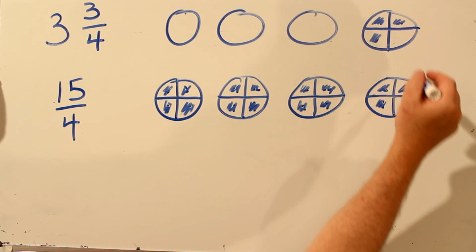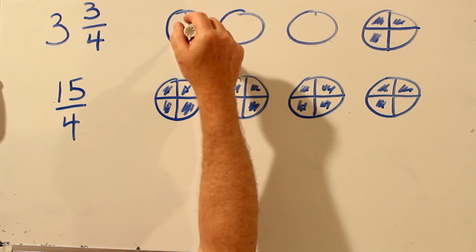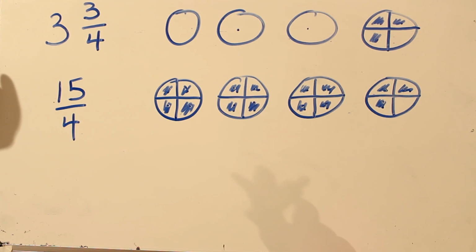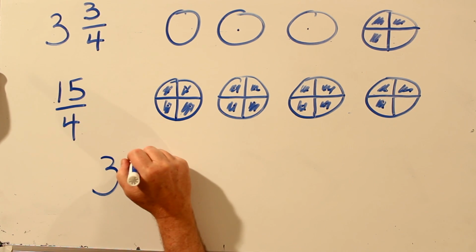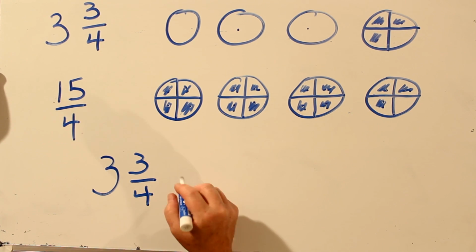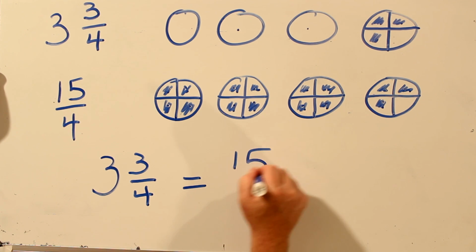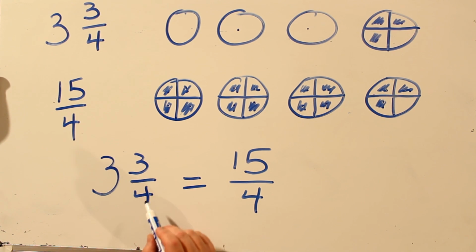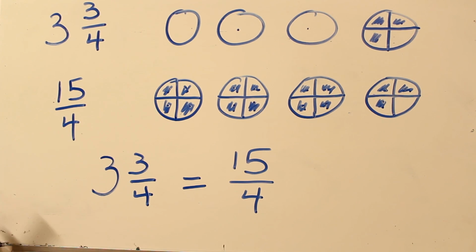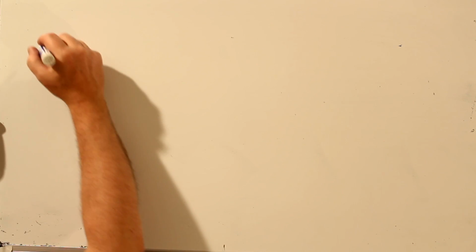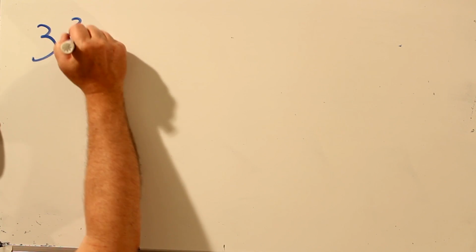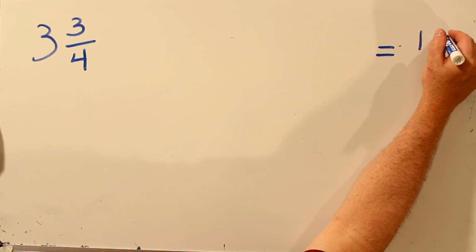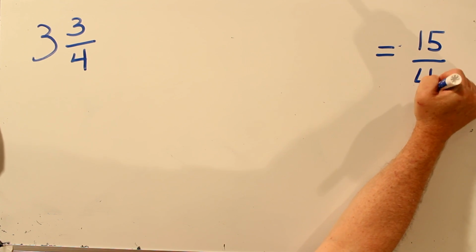But if you look, we have the same number of things as we had up here. We have 1, 2, 3, and 3/4, or we have 15/4. It's the exact same amount. So somehow 3 3/4 is the same as or equal to 15/4. So we want to see how you convert from 3 3/4 to 15/4, and that's what we're going to do in today's lesson. So let's start with 3 3/4, and we know we're going to end up with 15/4 over here. Let's see how we get there.